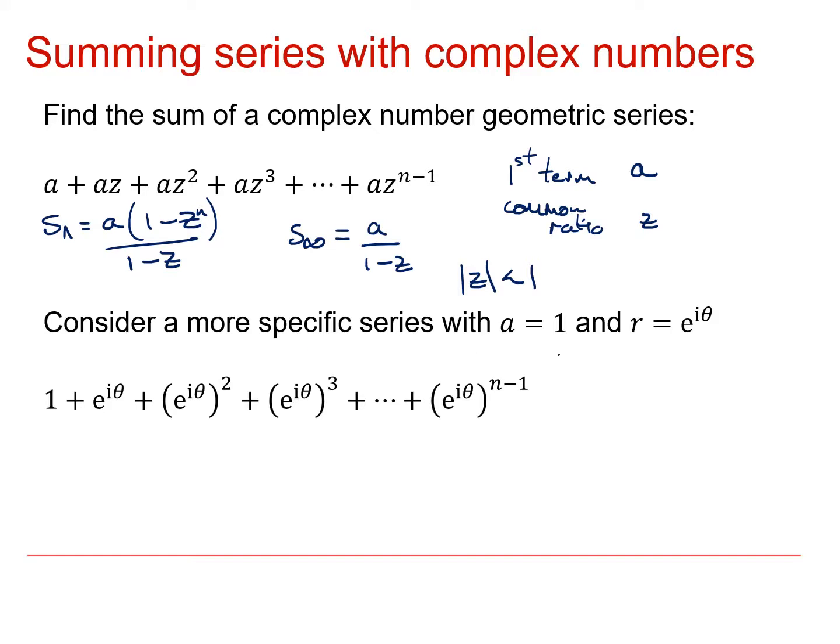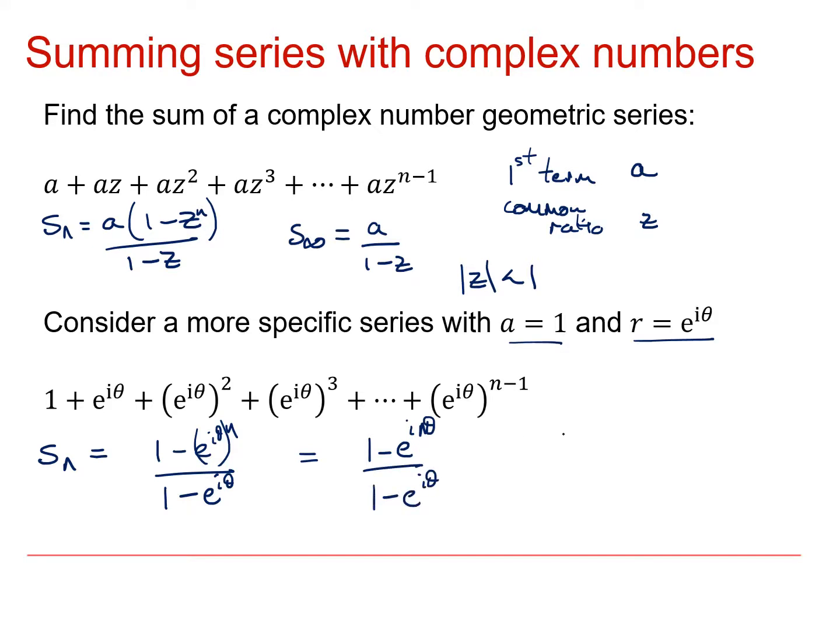A slightly more specific series here with a equals 1 and r equals e to the i theta gives me this. So the sum to n terms for this is going to be 1 minus e to the i theta to the power n all over 1 minus e to the i theta. And this will simplify to 1 minus e to the i n theta over 1 minus e to the i theta. Now, in fact, the modulus of e to the i theta is equal to 1, so the sum to infinity is undefined.